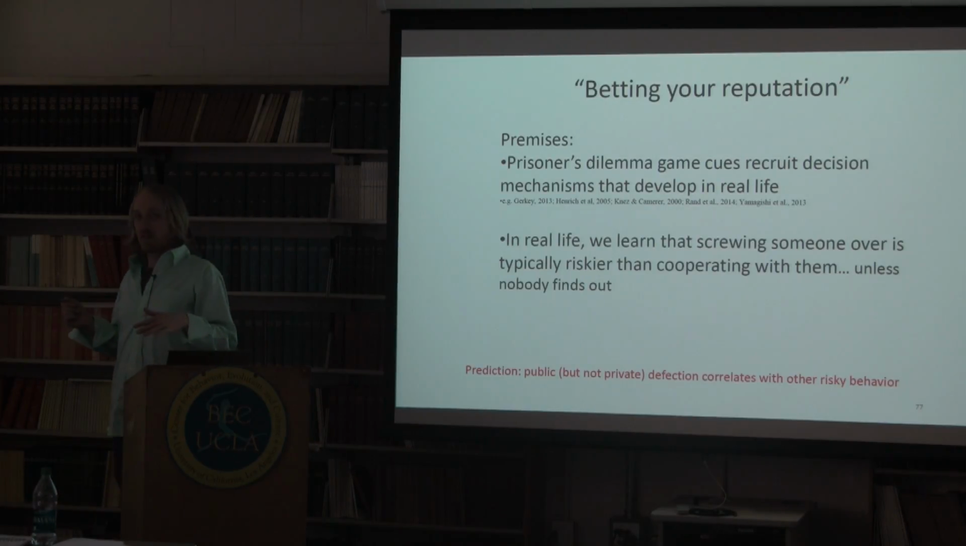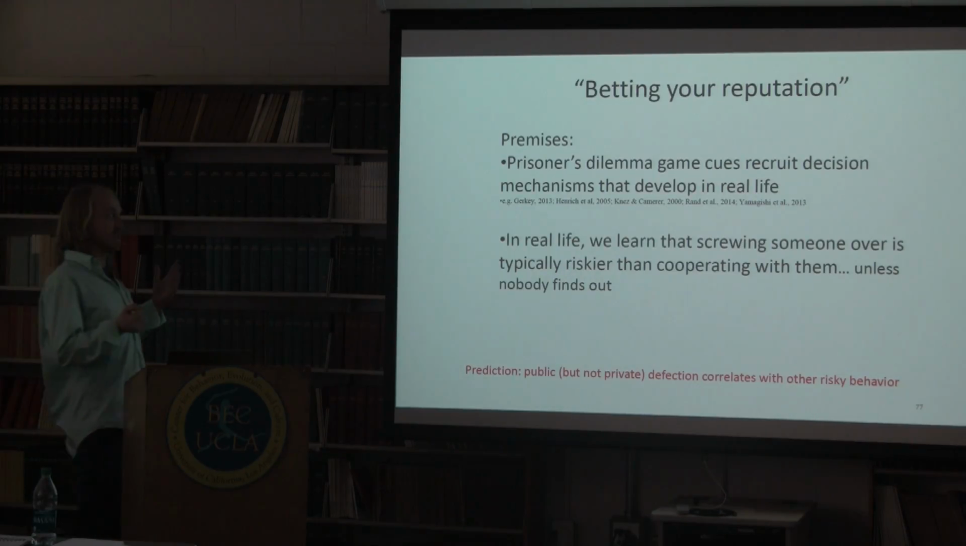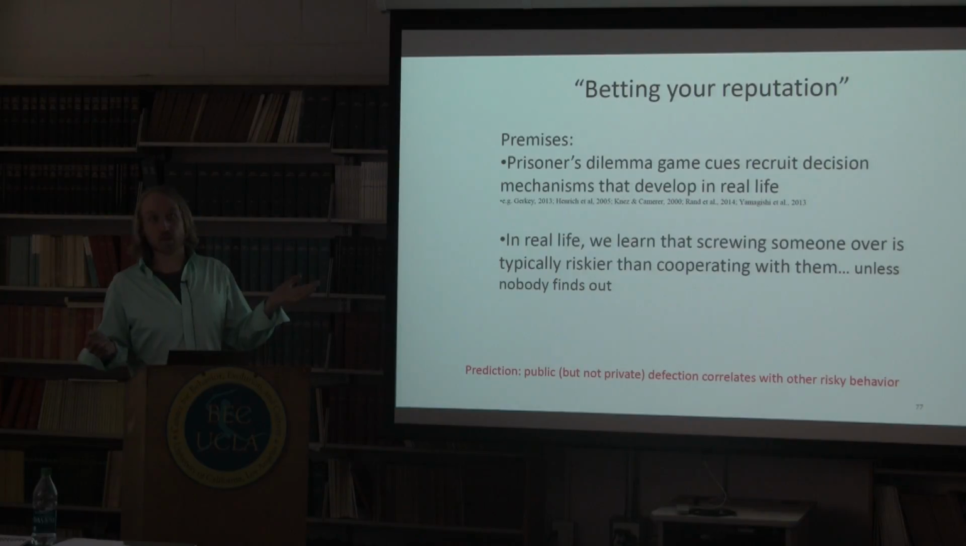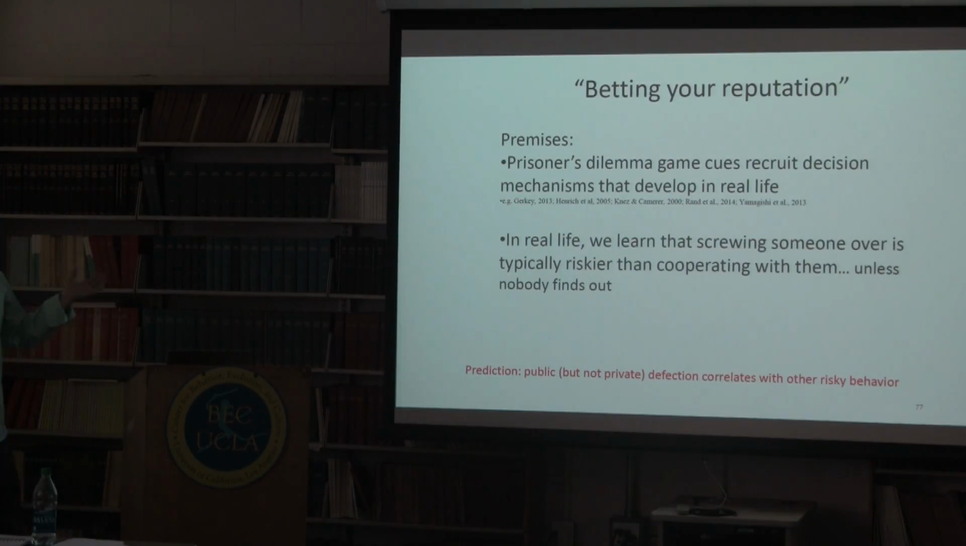If you're really confident that nobody can ever find out, in other words, your reputation isn't on the line, then there's no gamble with defection. But you gamble with your reputation by defecting in a scenario where people can find out about it. So based on very similar logic to what I've been presenting, the prediction is that public defection is going to correlate with other manifestations of risk-taking, and private less so or not at all.